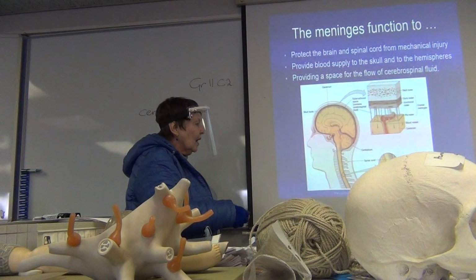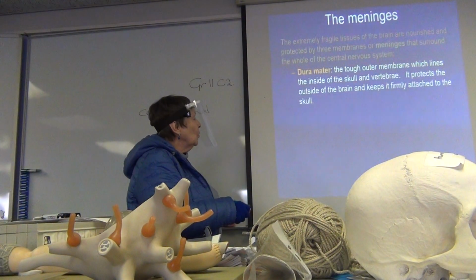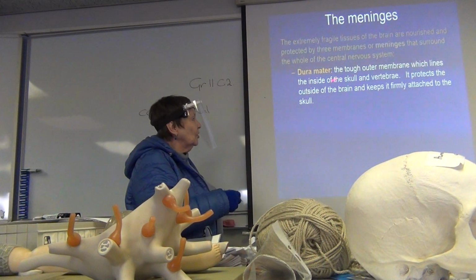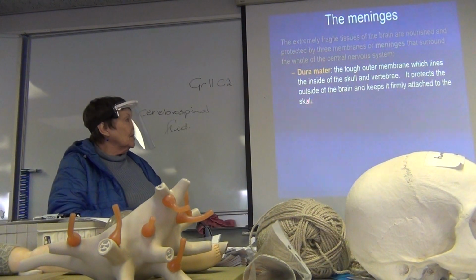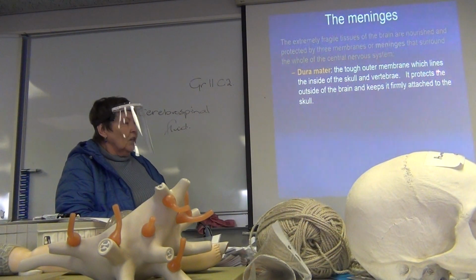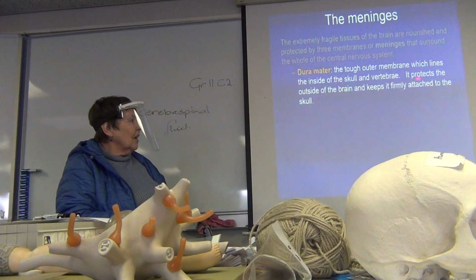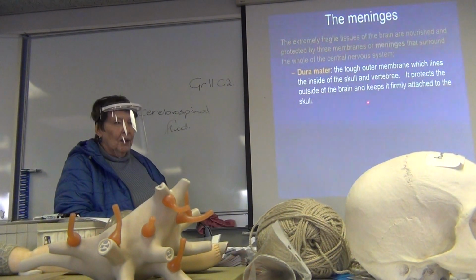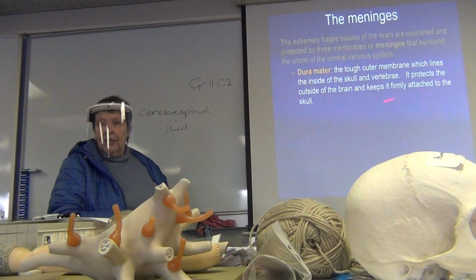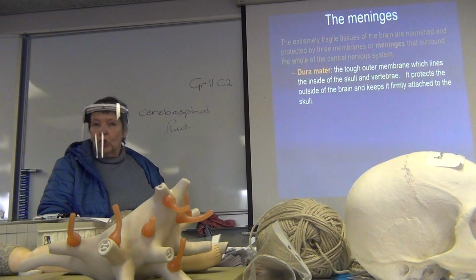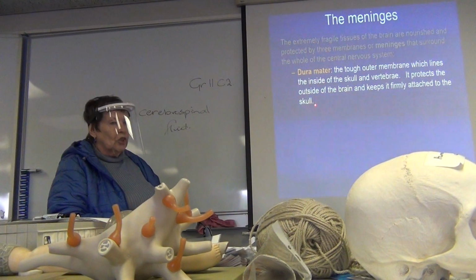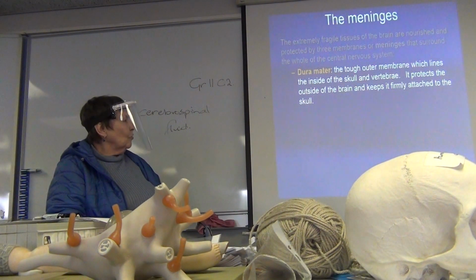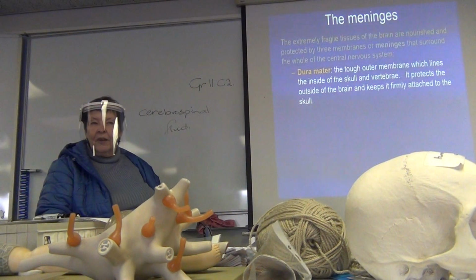Okay, you okay with that, guys? So there we go. Dura mater is the tough outer membrane. It lines the inside of the skull and the vertebrae, and it protects the outside. And remember, you're not allowed to just say it protects, because then I don't know what you mean. You've got to say it protects it from mechanical damage. And it keeps the brain firmly attached to the inside of the skull, so that it doesn't flop around easily, especially if the brain is much smaller than the cranium.